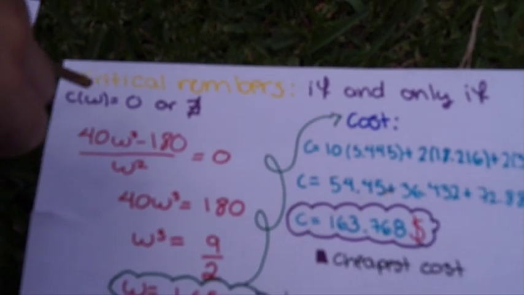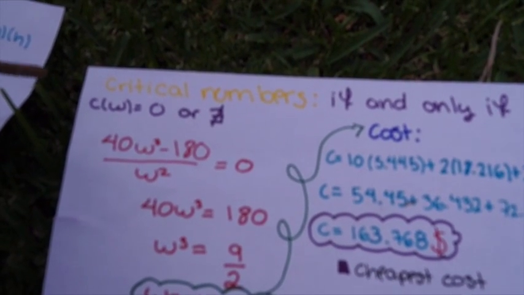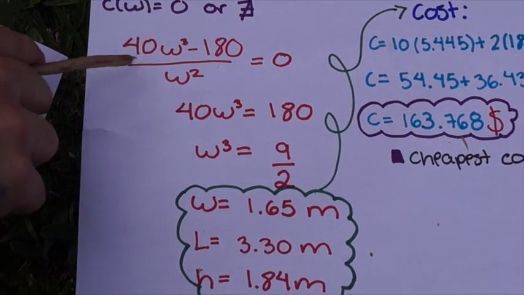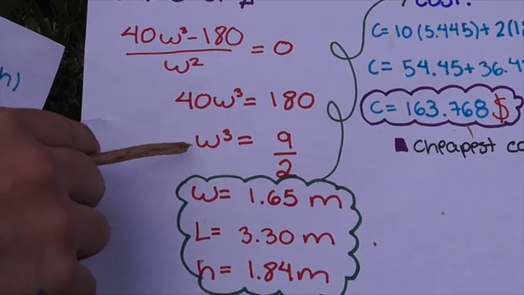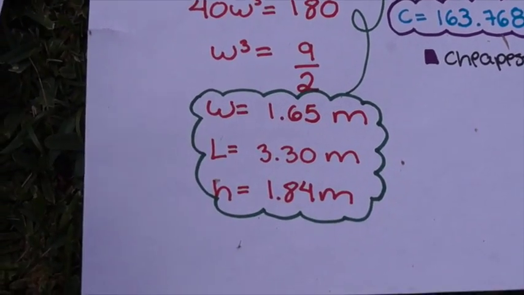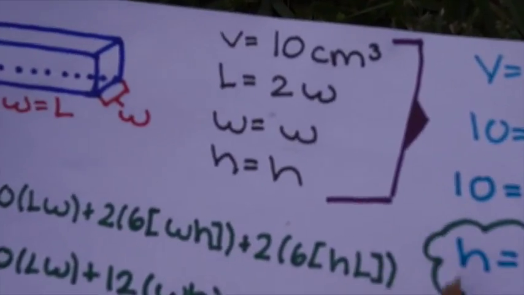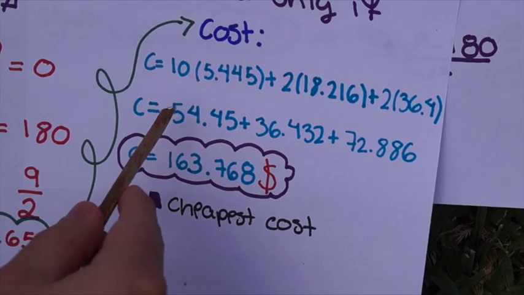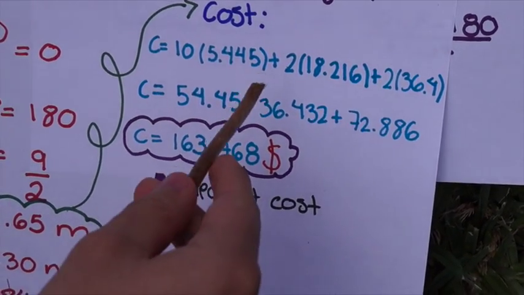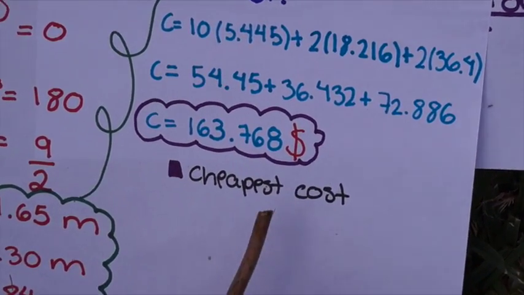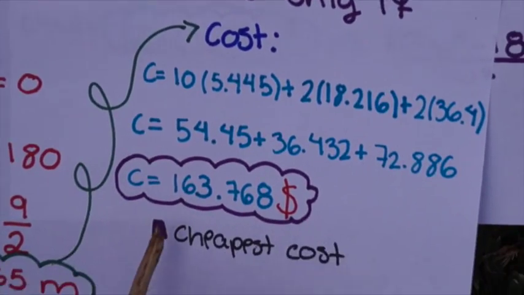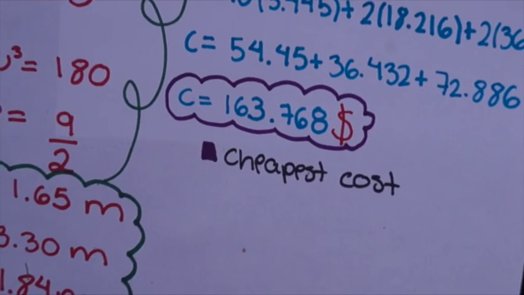We find the critical numbers if and only if C prime of w is equal to 0 or does not exist. We set the derivative of the function equal to 0, and we isolate w in order to obtain the other variables. In this equation we find the value of h, and in this the value of L. We replace the variables in the function in order to obtain the cheapest cost of the material for the rectangular storage container, and that cost is equal to $163.8.